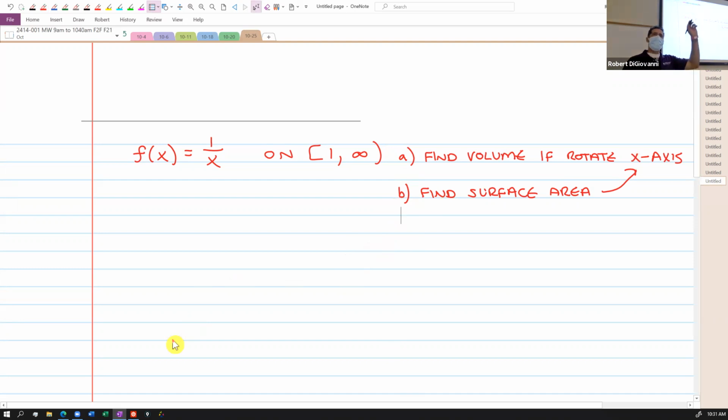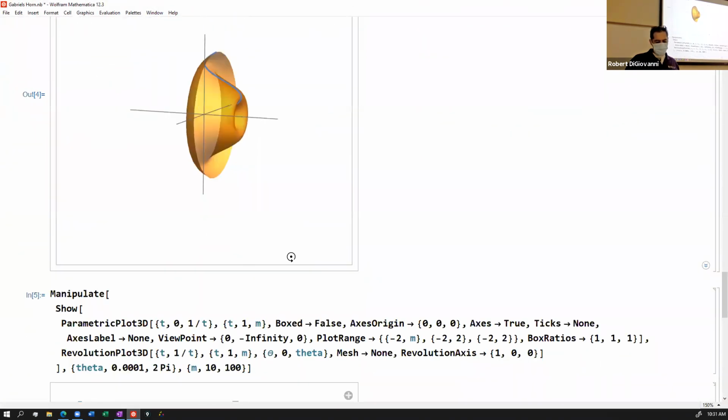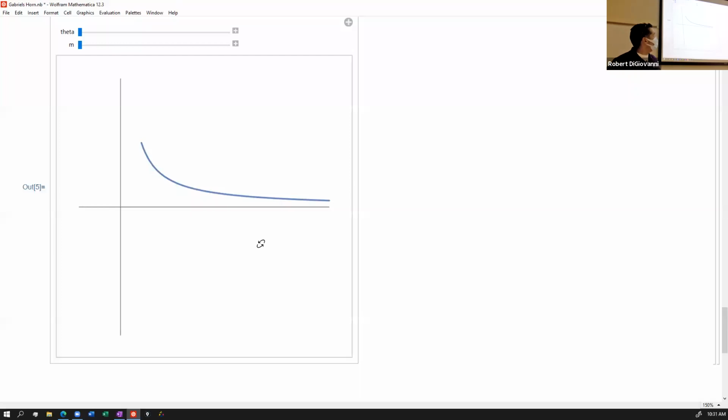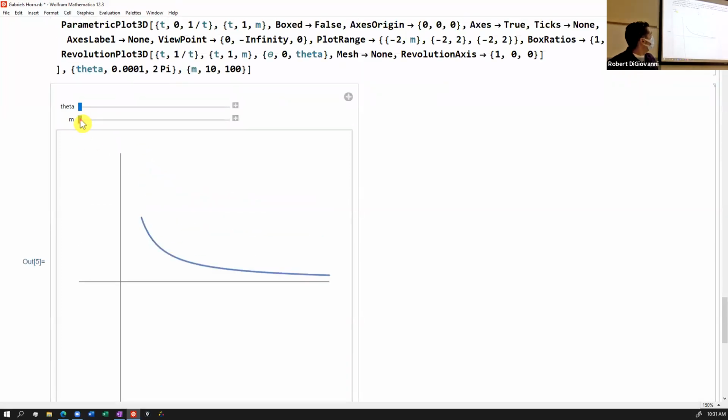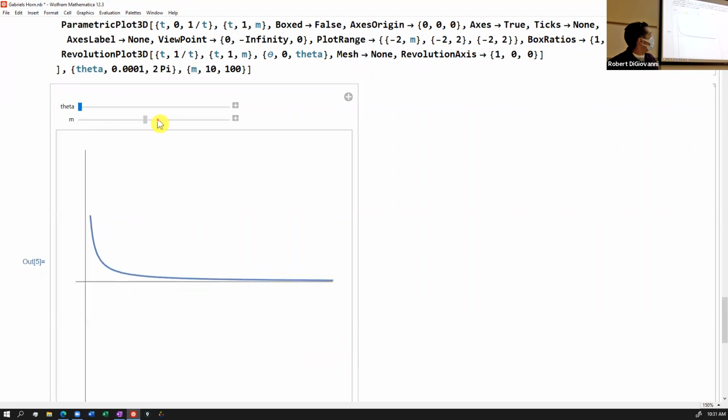You all know what 1 over x looks like, right? I want to look at my interval, 1 to infinity. This is an improper integral. One of our limits of integration is infinite. So what this looks like visually is this. We've got this function 1 over x, and it goes out forever, right?